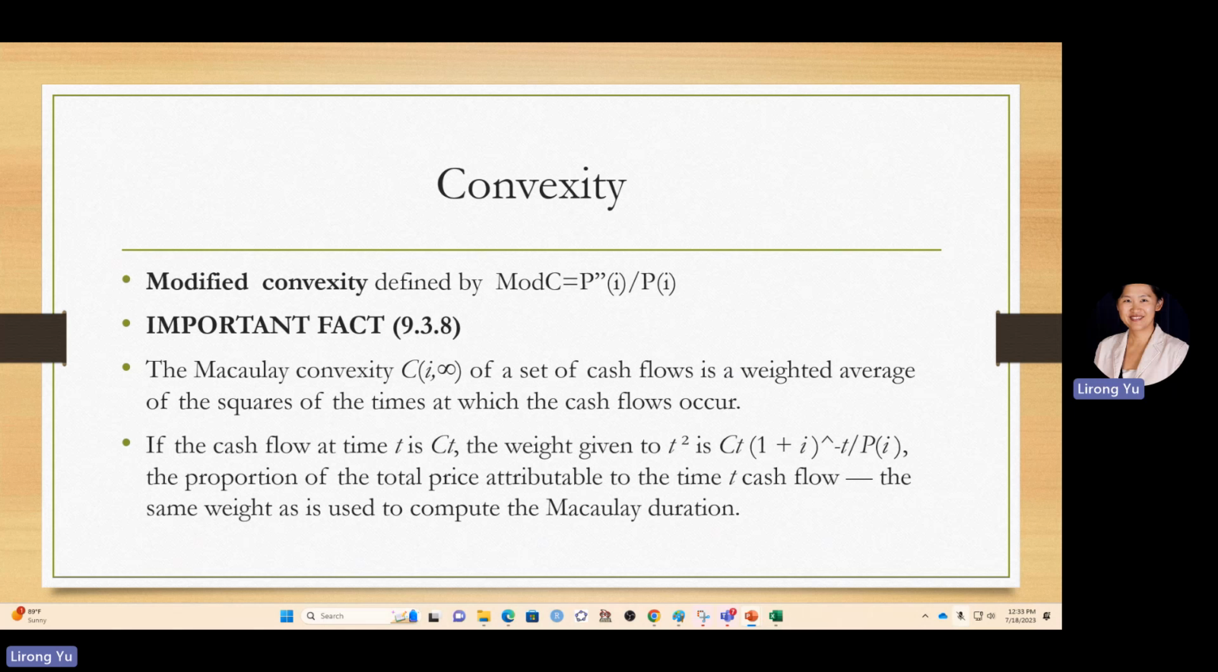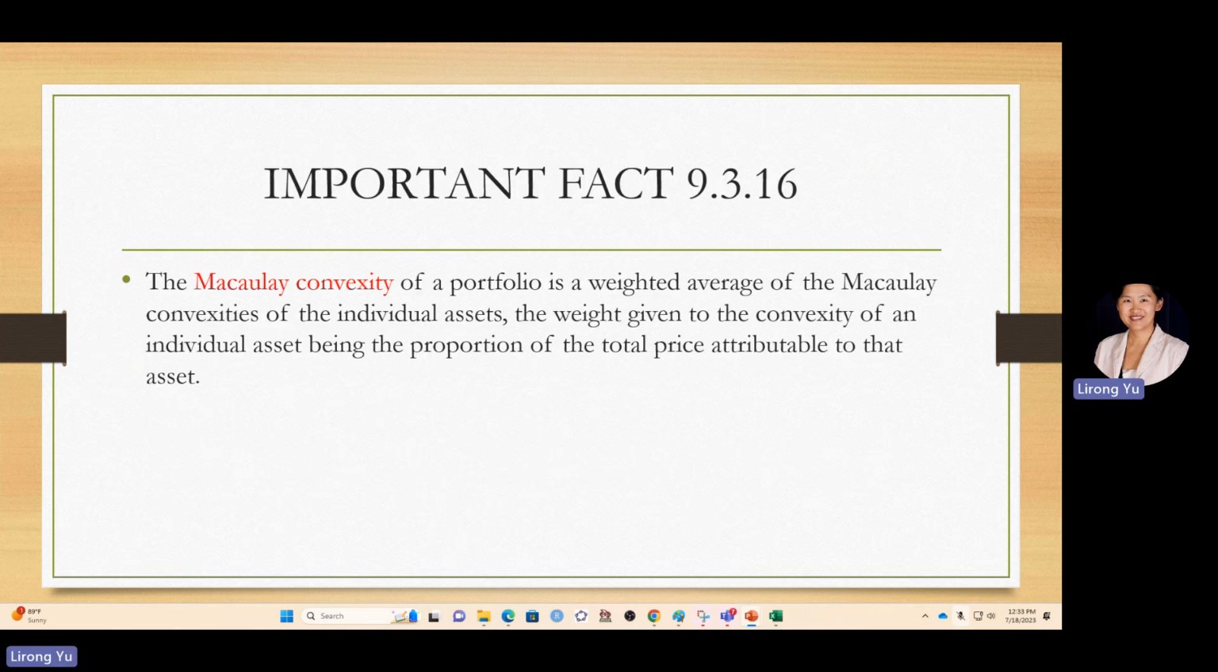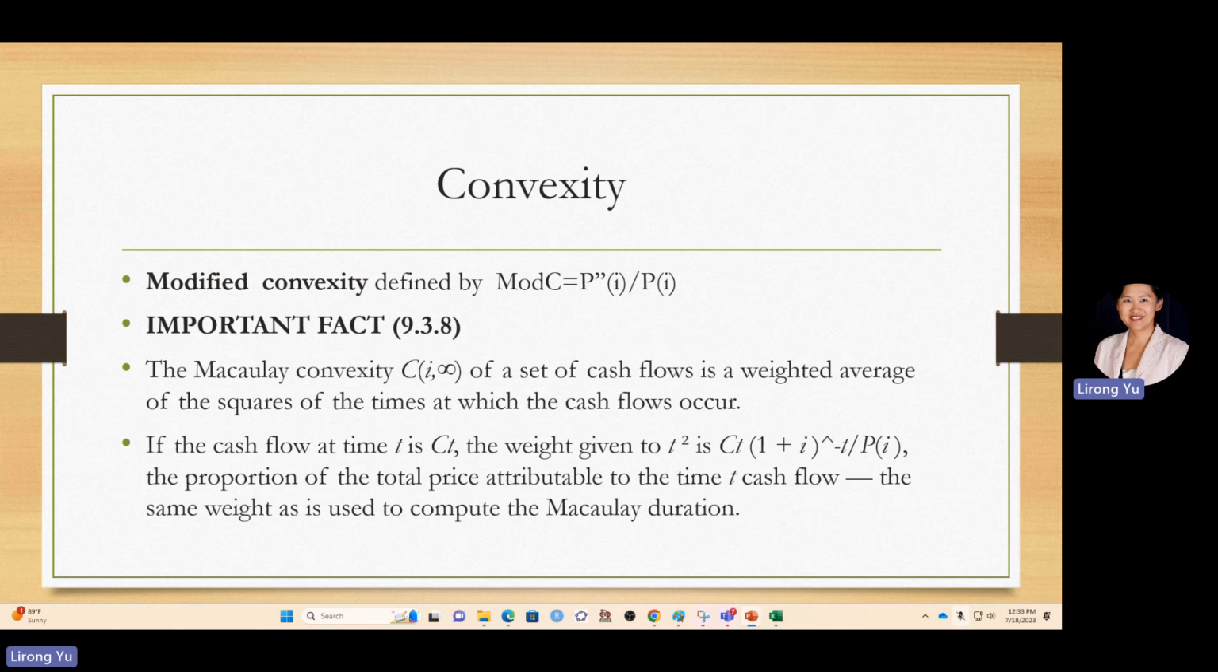So Macaulay convexity is really the weighted average of t squared. Okay, so that gives us a hint on how we calculate a convexity if we were to calculate it using a set of cash flows.